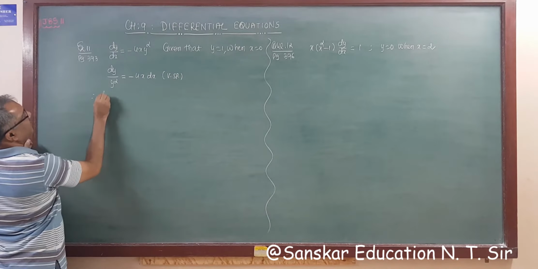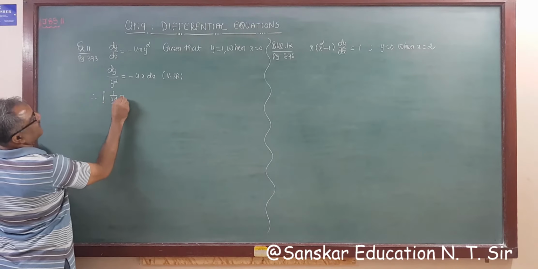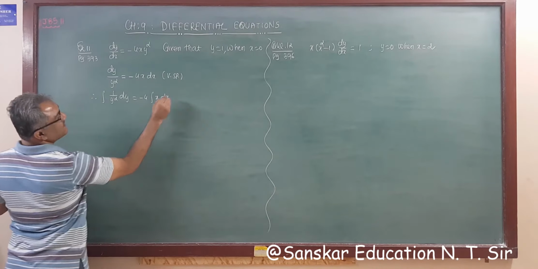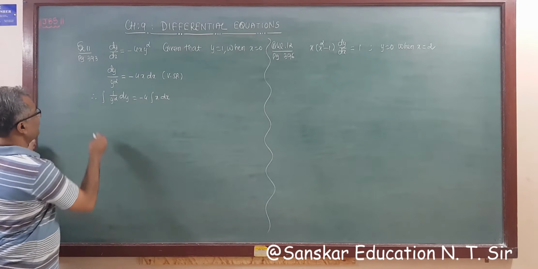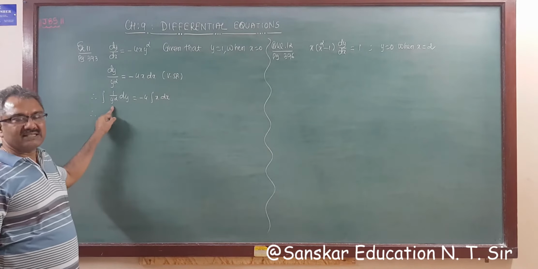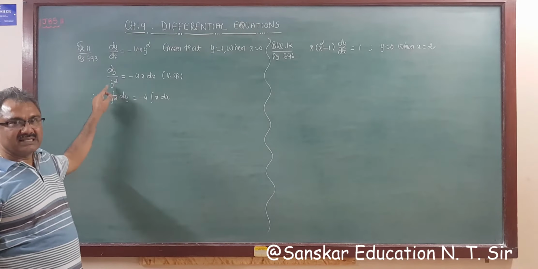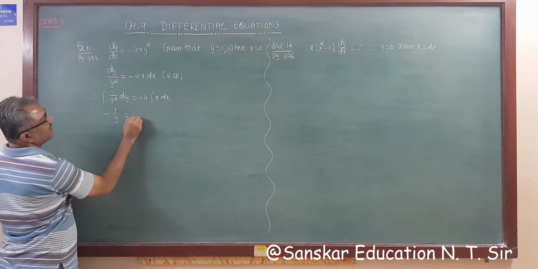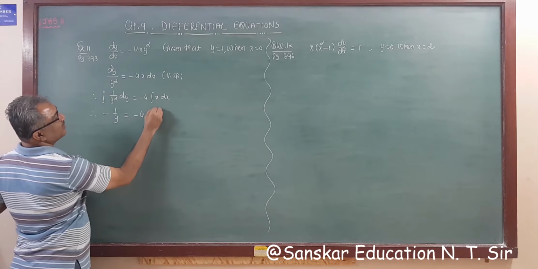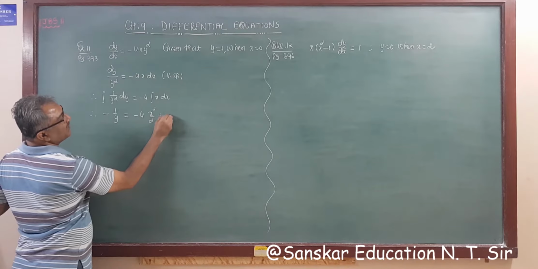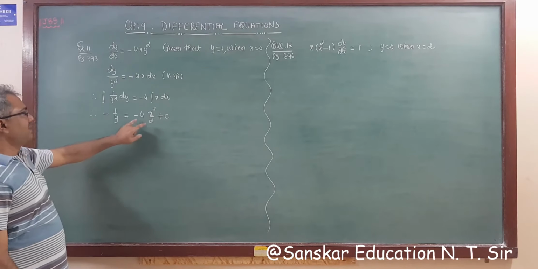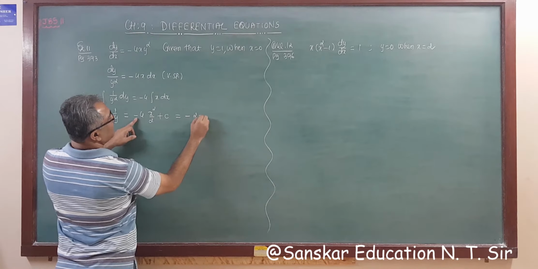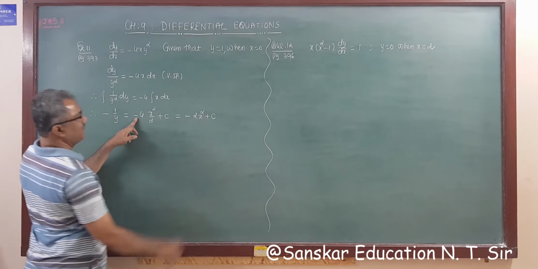Integrating, we get integration of 1 upon y square dy is equal to minus 4, which is a constant, times integration of x dx. The integration of 1 upon y square with respect to y is minus 1 upon y. So the answer is minus 1 upon y is equal to minus 4 times x square by 2 plus c, where c is any arbitrary constant. This can be written as minus 2 x square plus c.